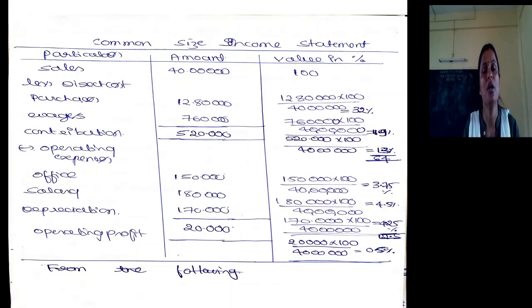This is all about the common size statement. You know that in a common size statement we are relating all items of the income statement to sales, because sales is considered as 100. So we need to have only 1 year data. 1 year data is more than enough. We won't prepare a common size statement over a period of time. We will prepare year by year.